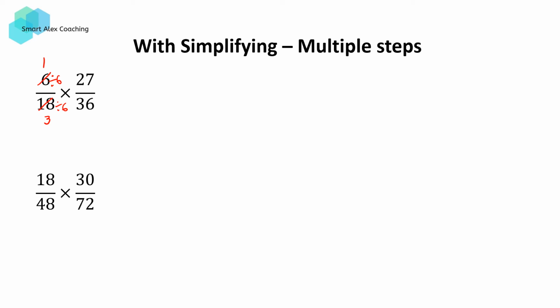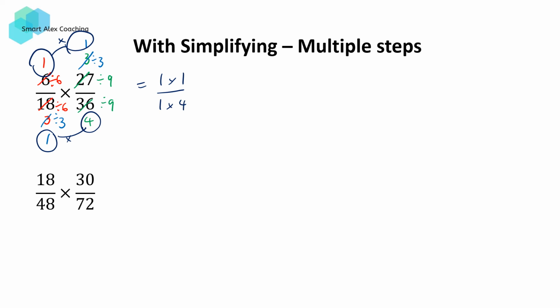For 27 over 36, it's got a common factor of 9. So we divide top and bottom by 9. That's going to give us 3 on top and 4 on the bottom. Now, it looks like we're finished, but in fact, we can simplify further. The 3 and the 3 can be cancelled out. So I can divide both of them by 3, giving us 1. And what we then have to get our final answer is simply just 1 times 1 over 1 times 4, which is equal to a quarter.